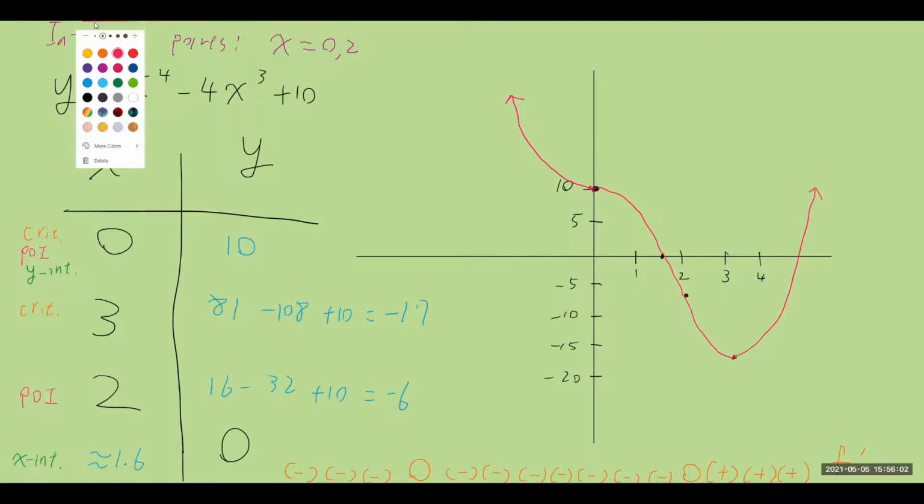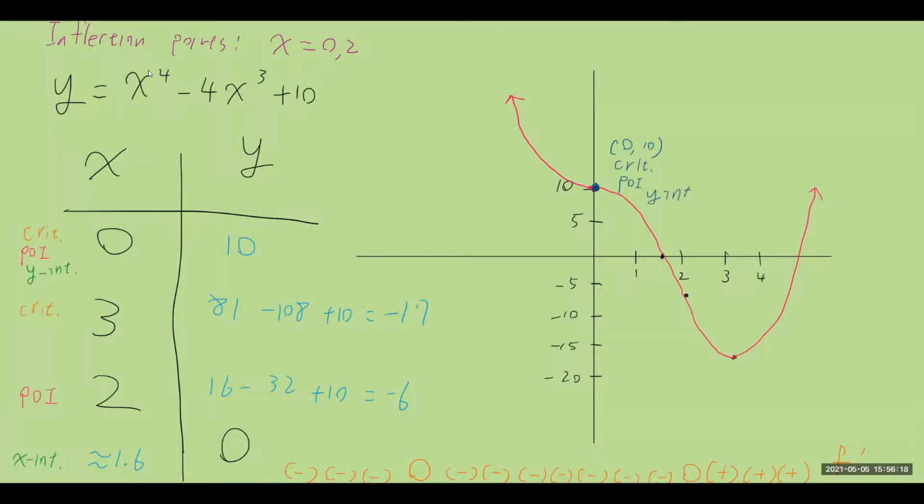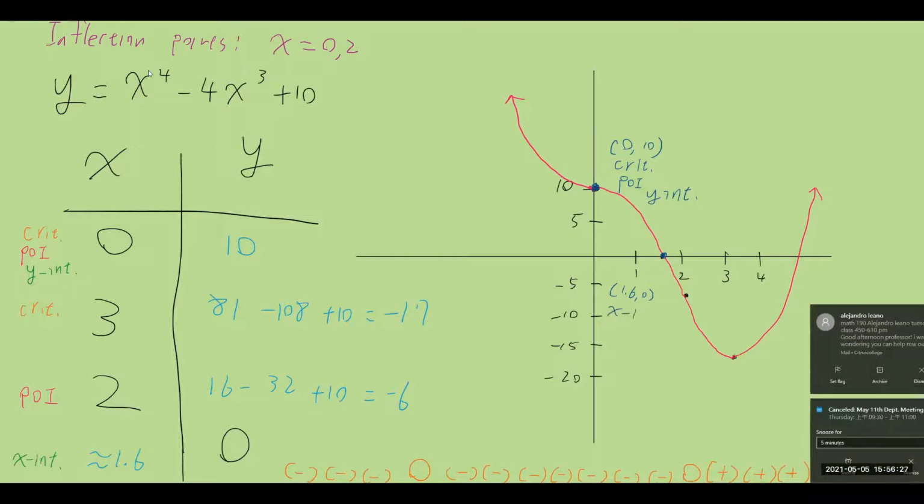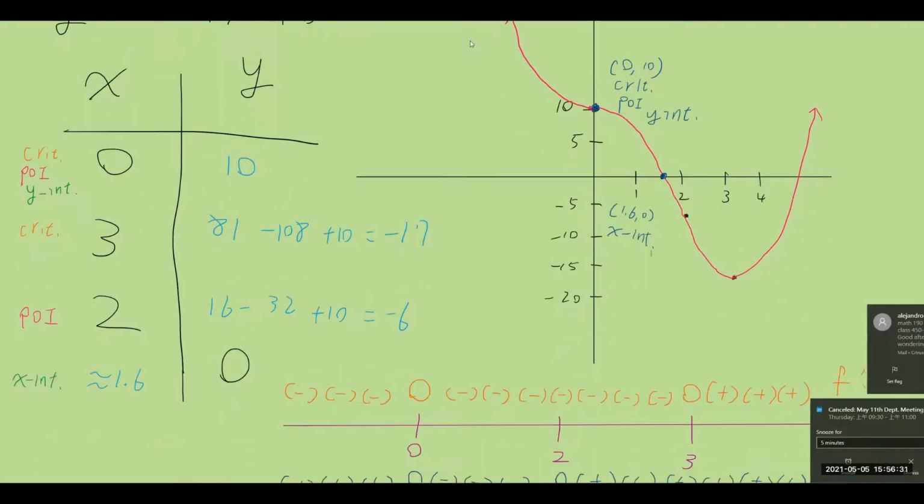So let's do a little label. 0 and 10. That's a critical number. That's a point of inflection, and that's also the y-intercept. At this point right here, about 1.6 and 0, that is the x-intercept. x equal to 2, 2 and negative 6.